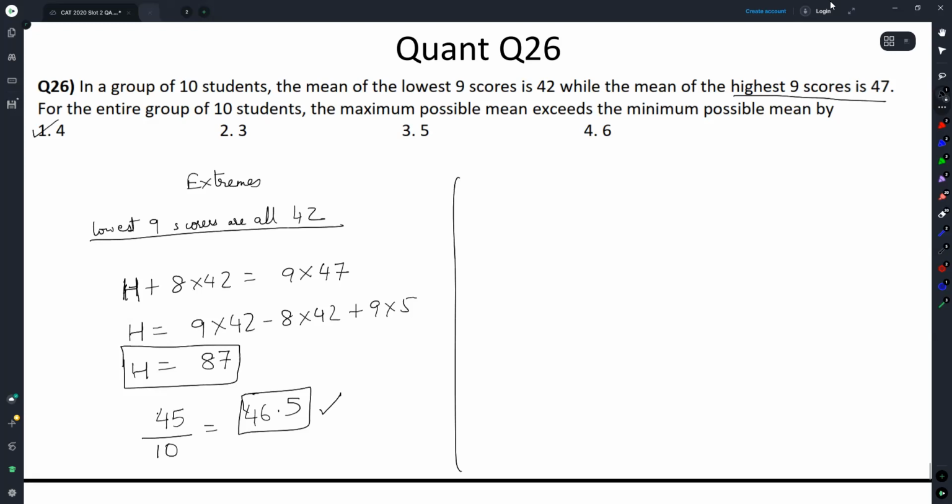Okay. The other extreme case would be highest 9 people. Highest 9 scorers are all 47. So lowest plus 8 into 47 should be equal to 9 into 42.